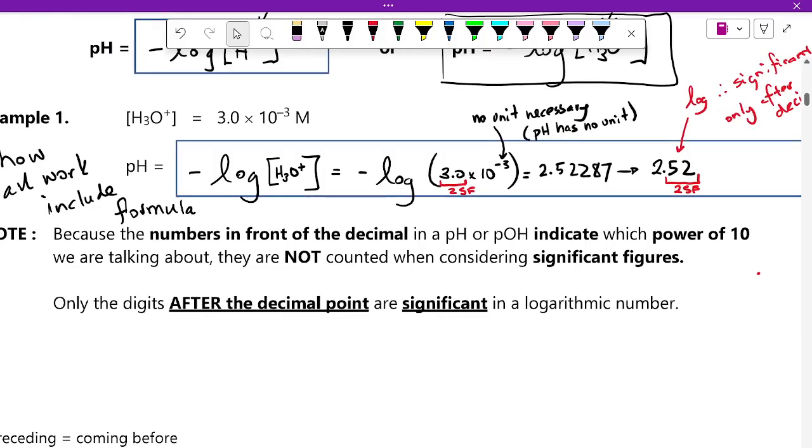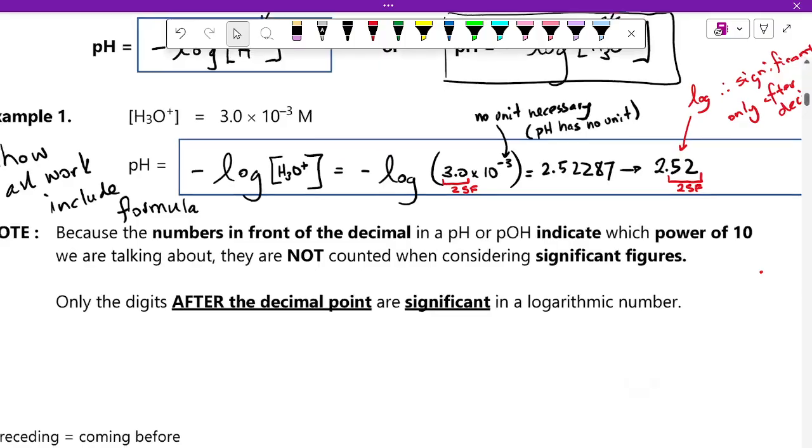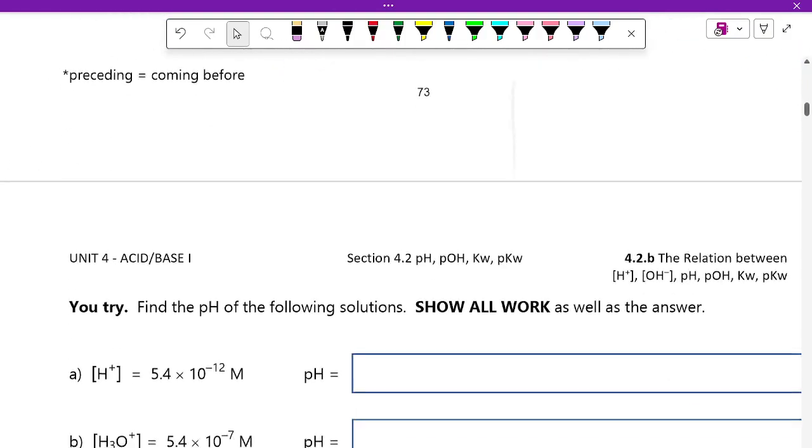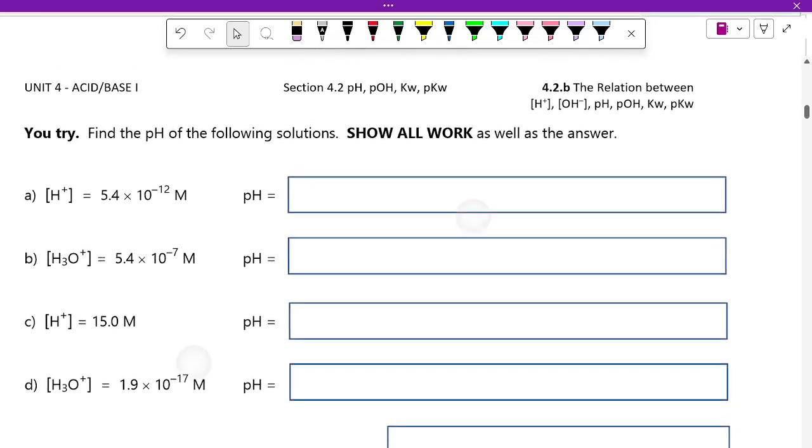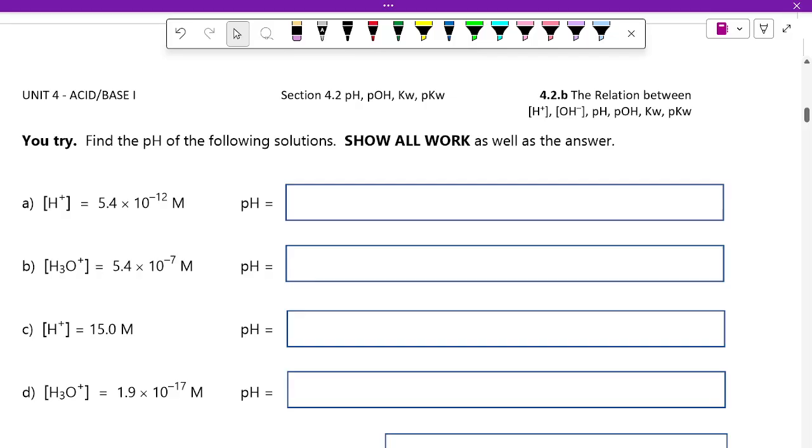And it says here again, only the digits after the decimal point are significant in a logarithmic number. Okay. So you try these examples, see what you get. Show all your work as well as the answer.